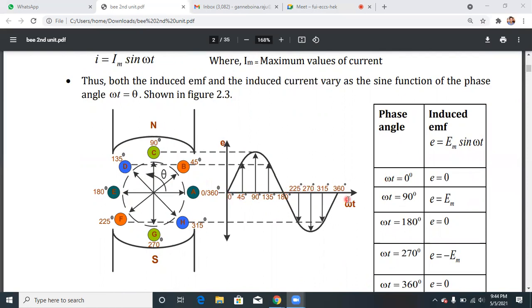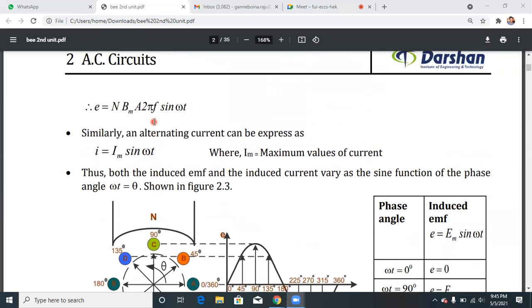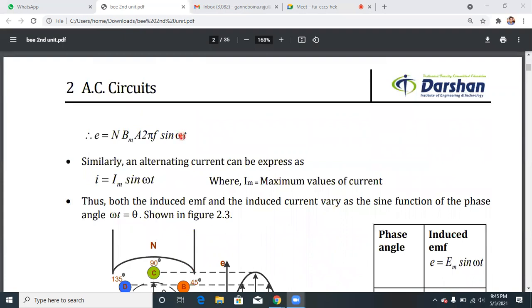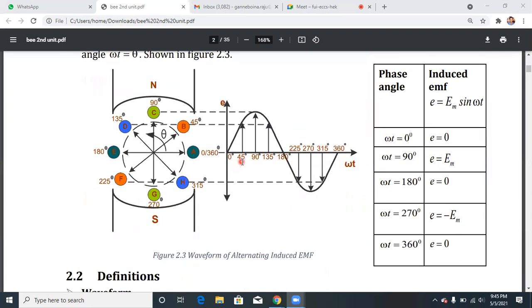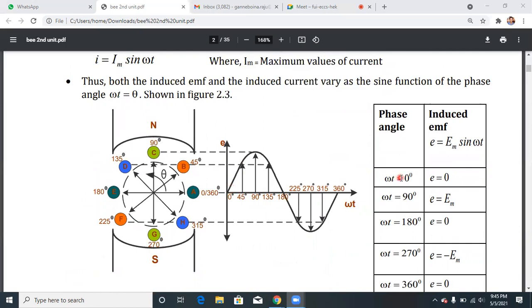Here at omega t equal to 0, this is omega t, so EMF versus omega t. At the instant omega t is equal to 0, what is the EMF? Substitute omega t equal to 0. Sin 0 is 0, so the EMF is also 0 and the current is also 0. At omega t equal to 0, current is 0 and EMF is also 0. So the EMF induced in this conductor, at this position, in the coil is equal to 0.